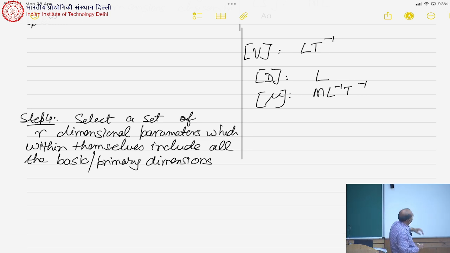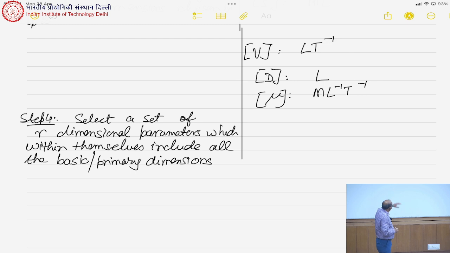Then from these total n parameters we had, we will choose R parameters which within themselves contain all the 3 basic parameters, which means our basic parameters are M L T. So when we choose these R parameters, within these 3 parameters, there are 3 in this example, at least one should have M, at least one should have L, and at least one should have T. So this is the basic guideline.